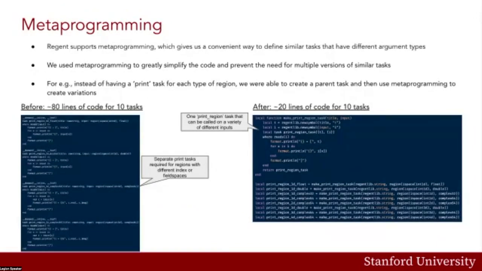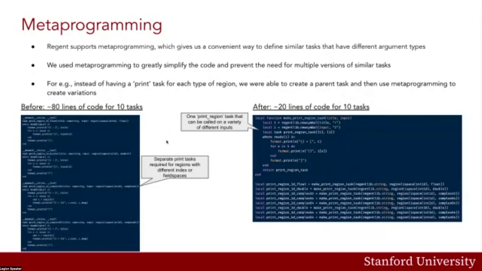Another thing that I thought would be helpful to talk about is that we use metaprogramming to simplify our code quite a bit. So Regent supports metaprogramming, which gives us a convenient way to define similar tasks that might have different argument types. We use metaprogramming to greatly simplify the code and prevent the need for multiple versions of similar tasks.